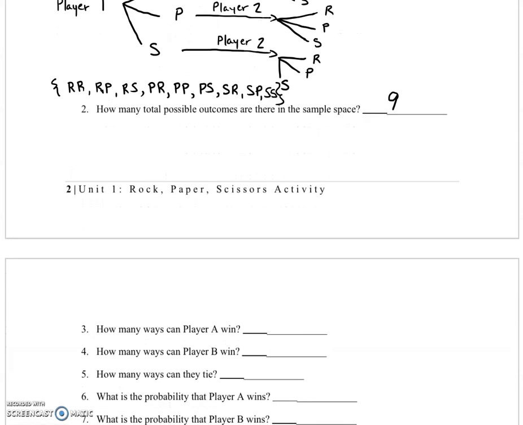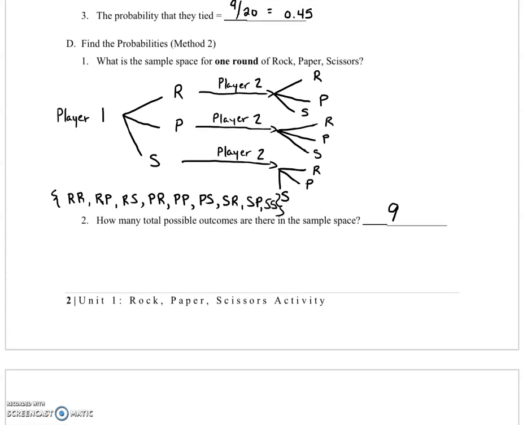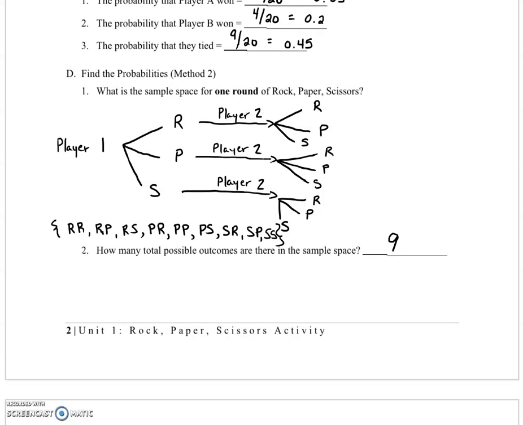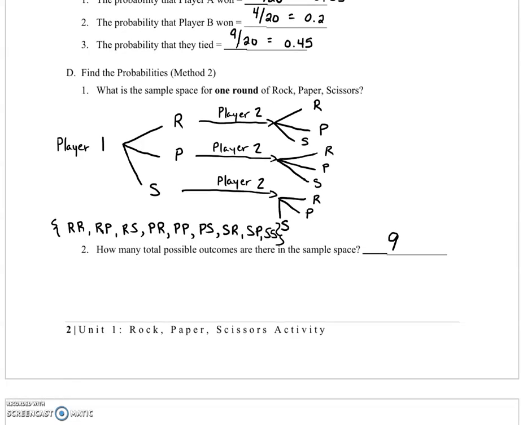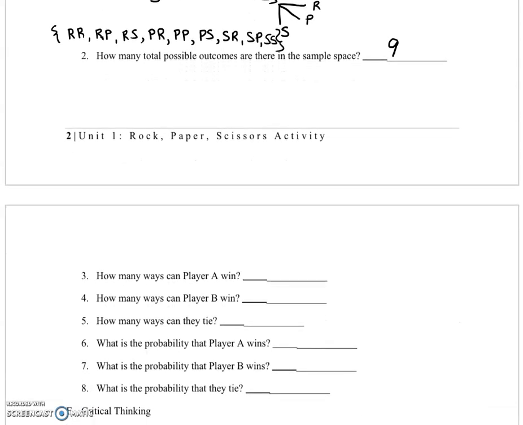Okay, moving on. How many ways can player A win? Well, player A wins if it's rock, scissors. So let's just write this over here. Player A wins if it's rock, scissors, because rock breaks scissors. Player A wins if it's paper, rock, because paper covers rock. And player A wins if it's scissors, paper, because scissors cut paper.